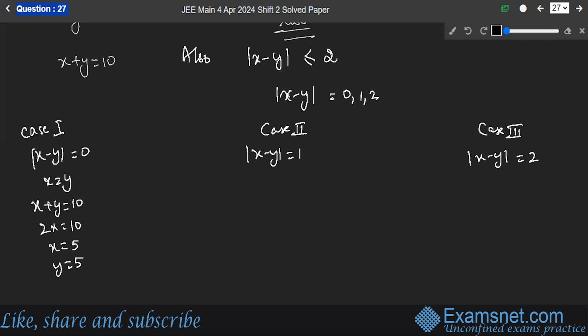The second case, mod of X minus Y is equal to 1. So this gives me X minus Y is equal to plus or minus 1. That means there are two possible things: X minus Y may be equal to 1, or X minus Y may be equal to minus 1. Here you have X is equal to 1 plus Y and X is equal to minus 1 plus Y. Sorry, here it is 10, not 1.